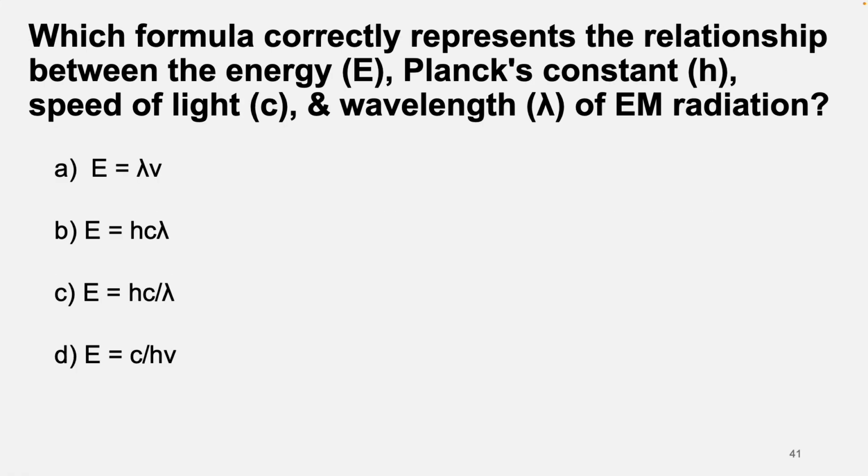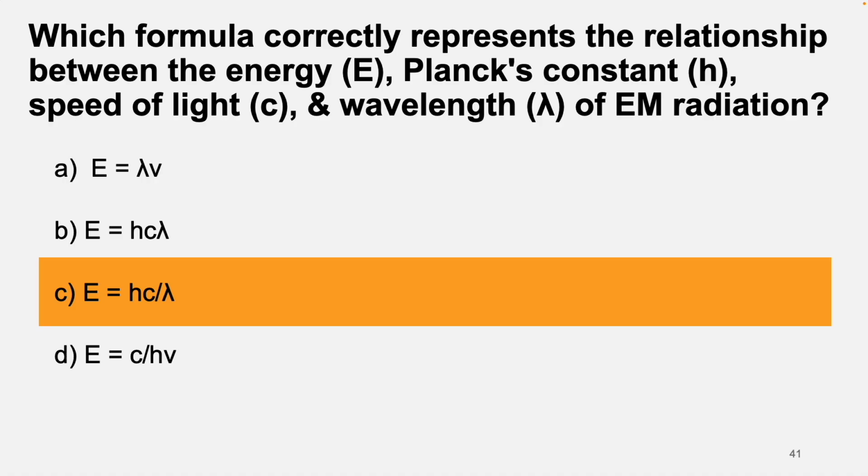So which formula correctly represents the relationship between the energy E, Planck's constant h, speed of light c, and wavelength lambda of EM radiation? And this is very important, you should know this. The correct relation is C, E equals hc divided by lambda.